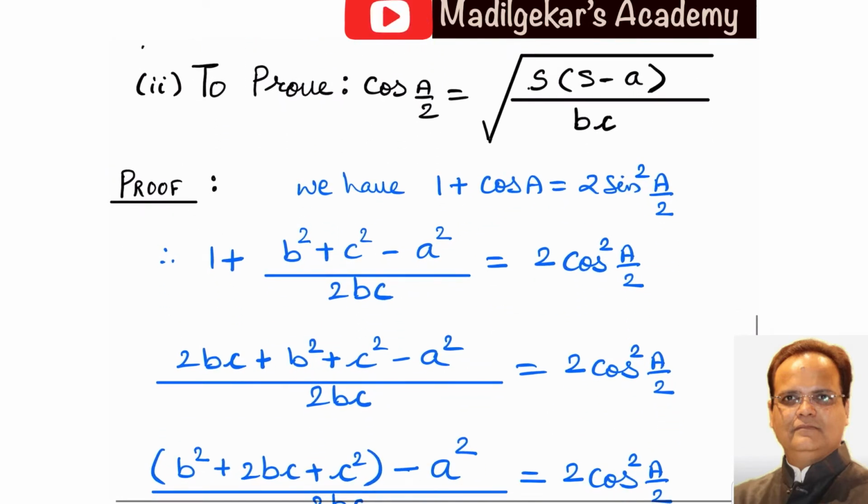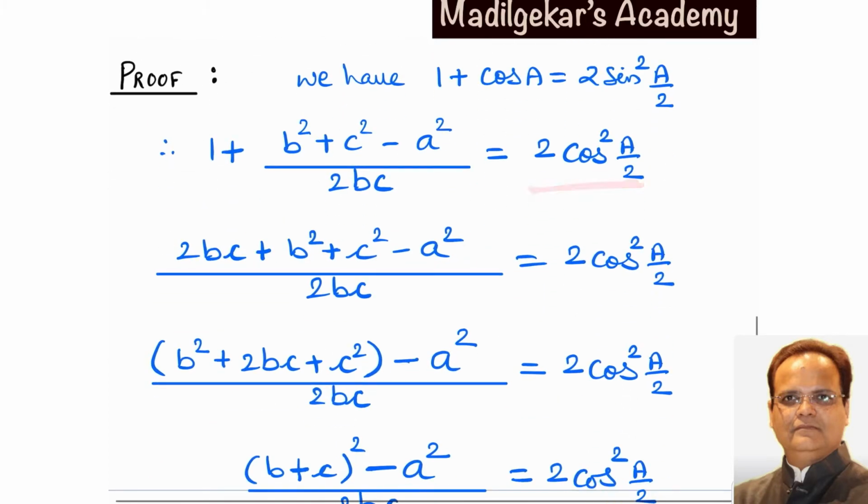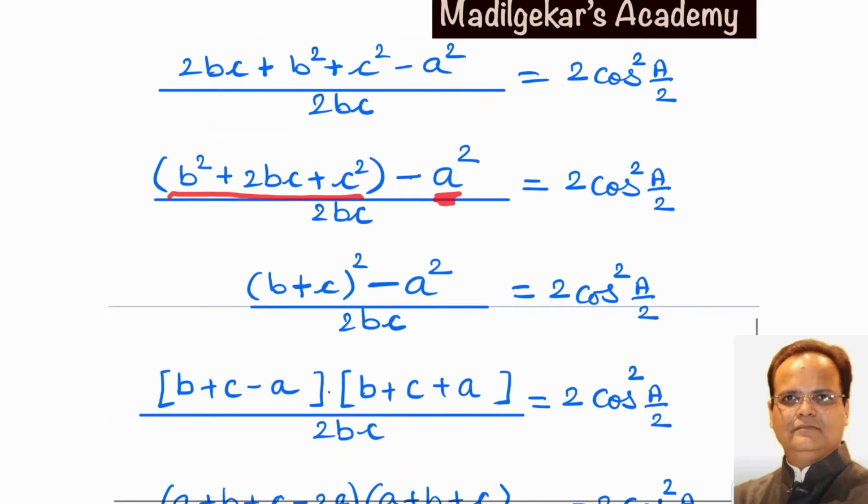Next, to prove that cos A by 2 is square root of s into (s minus a) upon bc. We know that 1 plus cos A is 2 cos square A by 2. Again replacing by cosine rule, (b square plus c square minus a square) upon 2bc. Collect, after taking LCM, the terms of b and c. So it is b square plus 2bc plus c square minus a square. This is nothing but perfect square of b plus c. So (b plus c) whole square minus a square upon 2bc.